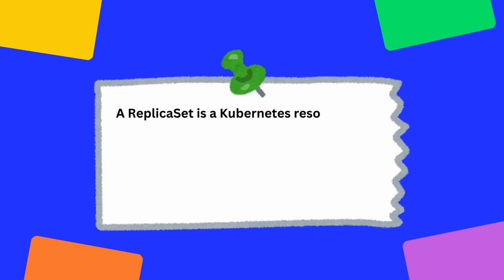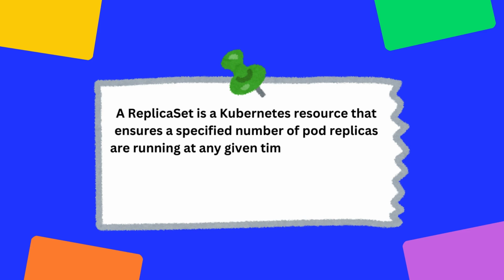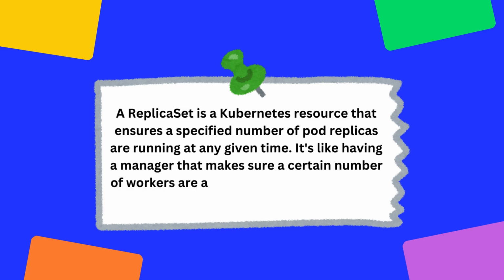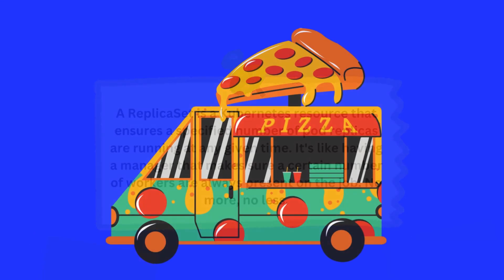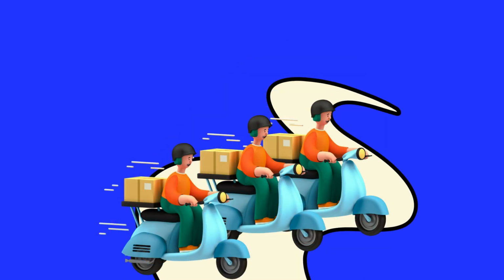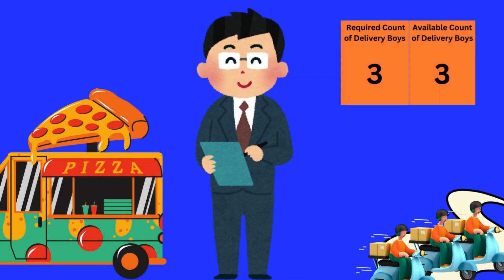A replica set is a Kubernetes resource that ensures a specified number of pods are always running at any given time. It's like having a manager that makes sure a certain number of workers are always present on the job. Consider a pizza shop which delivers pizza across the town. Also, consider that the pizza delivery boys are like pods. The manager looks at the board that says we need 3 delivery boys on shift. It's like representing the desired state of the replica set.